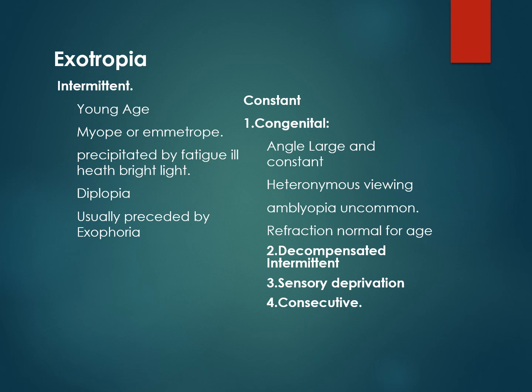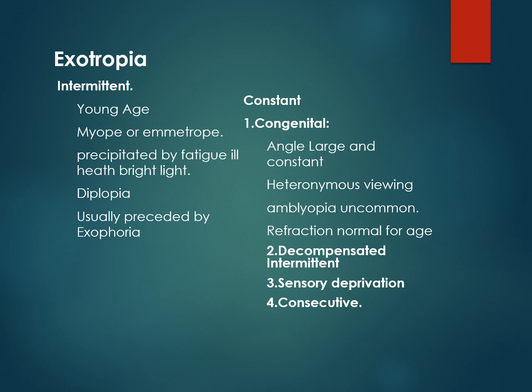Constant. Number 1 is congenital. It has characteristics common with congenital esotropia in that this has large angle and it's constant. There is heteronymous viewing. As both eyes are used for viewing, amblyopia is uncommon and refraction is normal for age, that is between +1 and +3 diopters, hypermetropia.